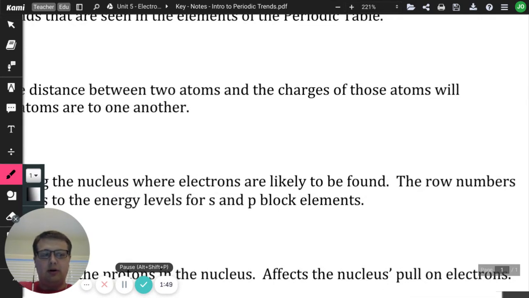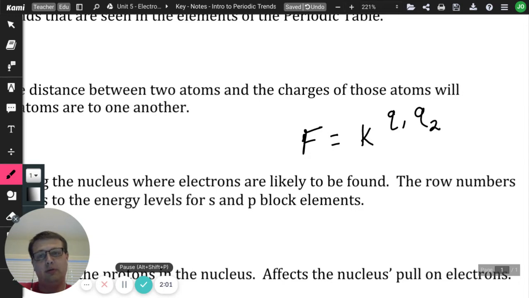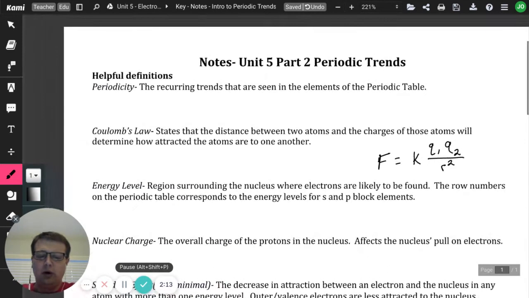So Coulomb's law is the force equals Coulomb's constant, and then you've got Q1, which is the charge of the first element, times Q2, which is the charge of the second element, divided by the radius squared. Okay, so divided by essentially the distance between the two of them. And so Coulomb's law is basically just going to explain why these trends are occurring.